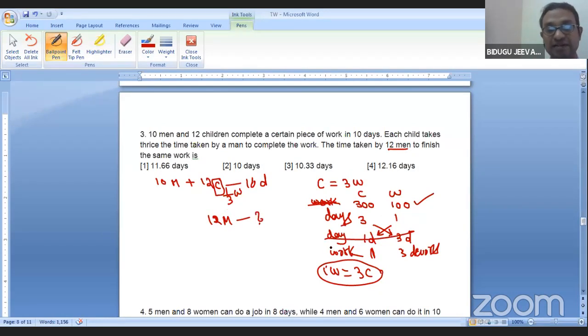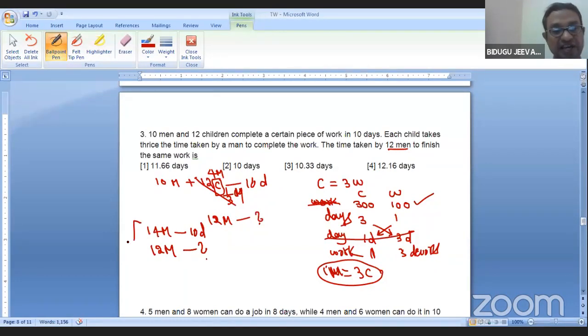1 by 3 men, sorry. Yes, men and days. So I'll write the calculation, 4 men. So altogether, how many men did I get? 14 men can do the work in 10 days. So 12 men can do the work in how many days?